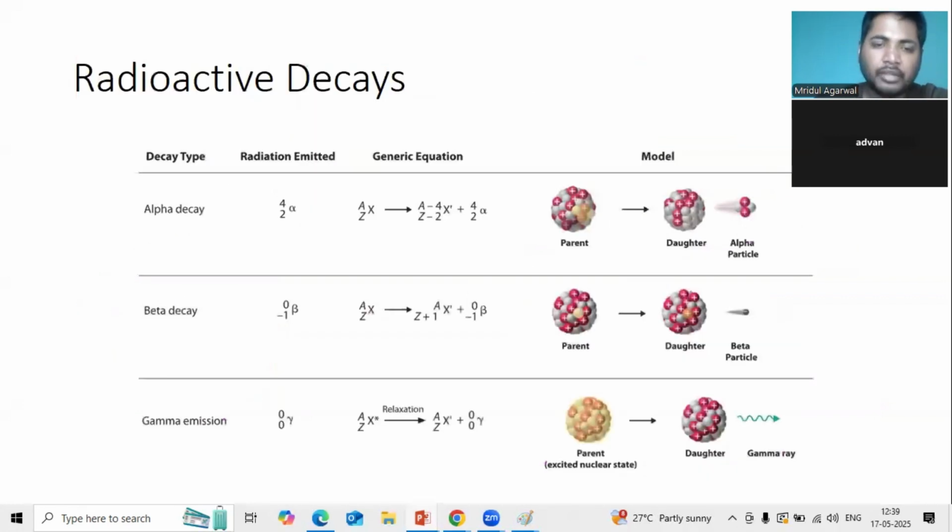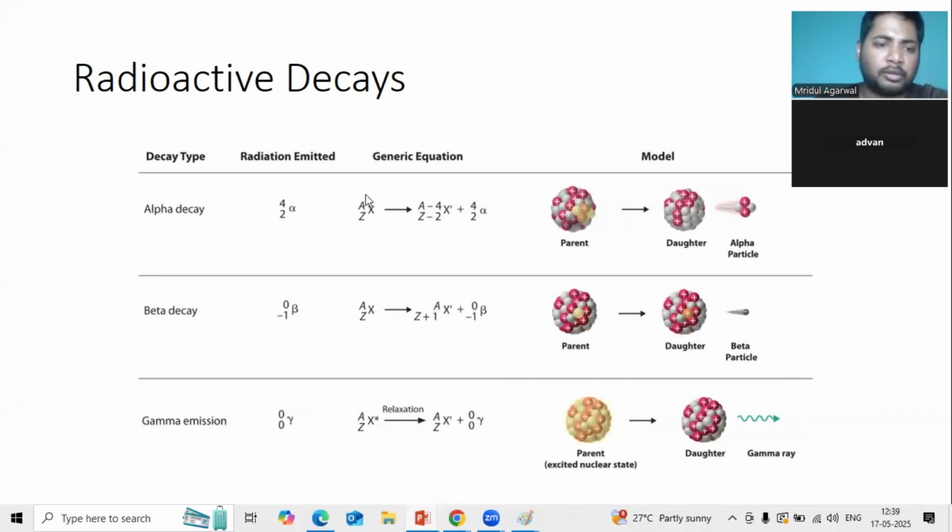Then we saw alpha decay, beta decay, and gamma decay. You remember that? You can see over here, this is Z. Z is your proton number, isn't it? So this is your proton number as well as the atomic number. A is the mass number. From X to X dash, an alpha particle will decay out, and X dash will have Z minus 2 and A minus 4. So this is the equation for the alpha decay, very important.